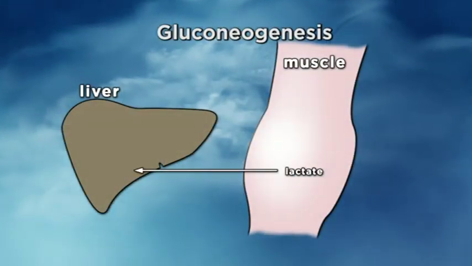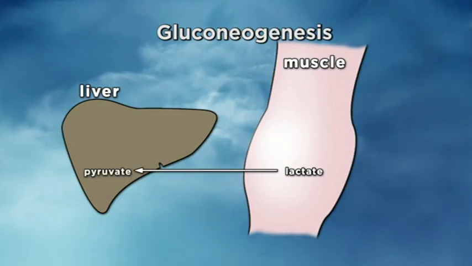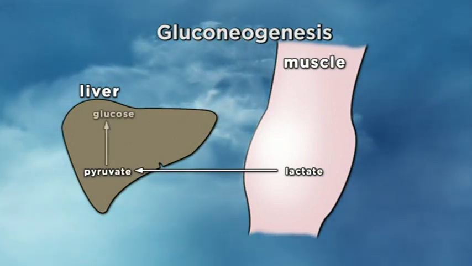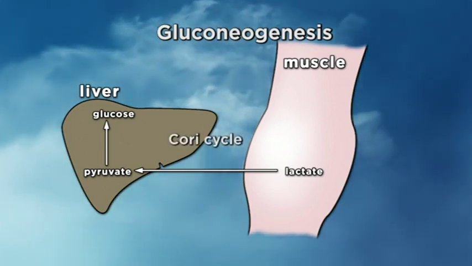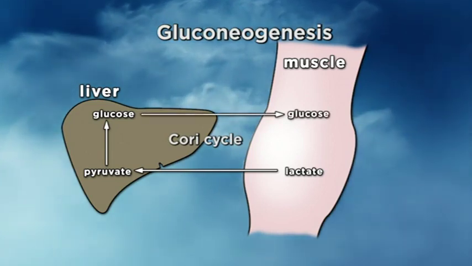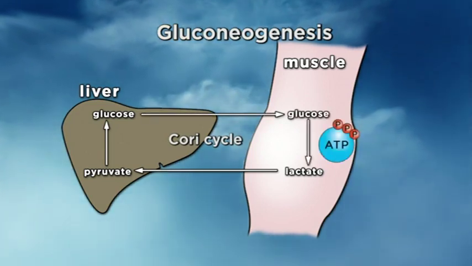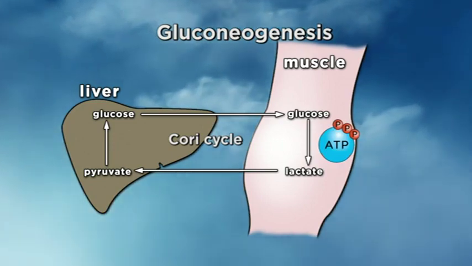One really neat thing about lactate is that it can also be transformed back into glucose for later use in this glycolytic energy system. The process of forming new glucose from non-carbohydrate sources, in this case from lactate, is called gluconeogenesis. When lactate leaves the muscle, it's converted back into pyruvate in the liver, and then reformed into glucose. This process is called the Cori cycle. And the newly formed glucose then makes its way back to the blood and then to the muscles to produce ATP in this glycolytic energy system.